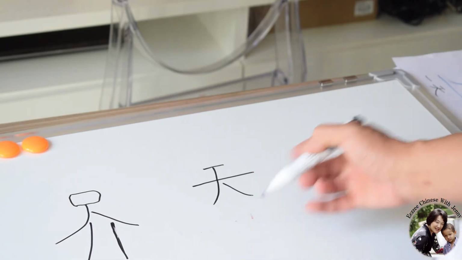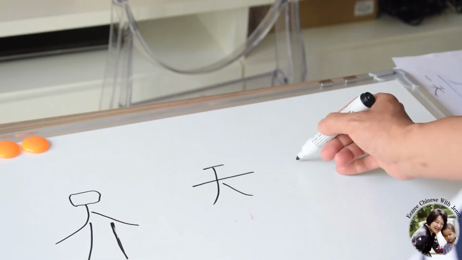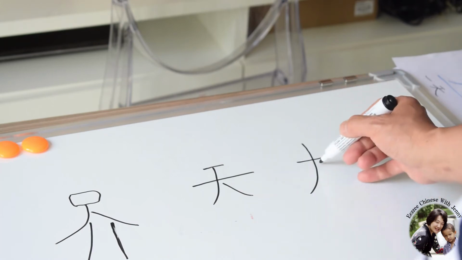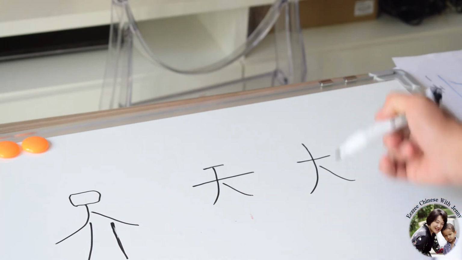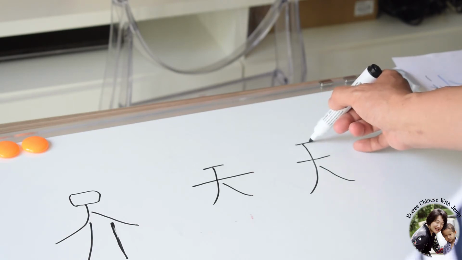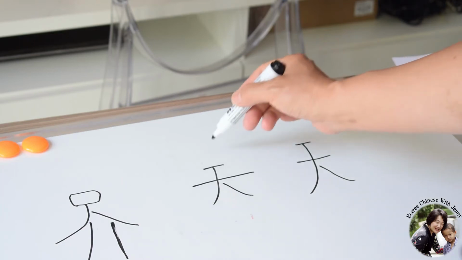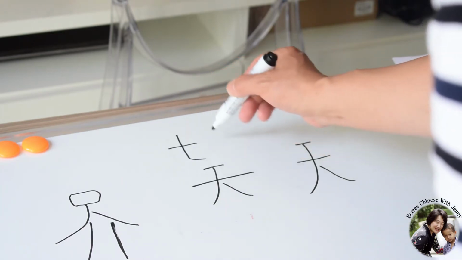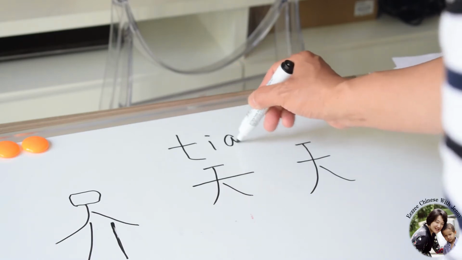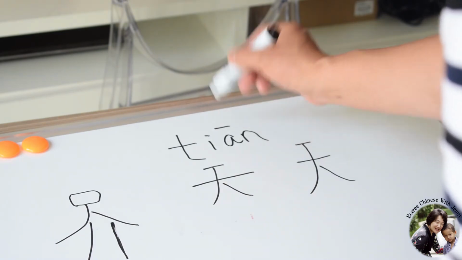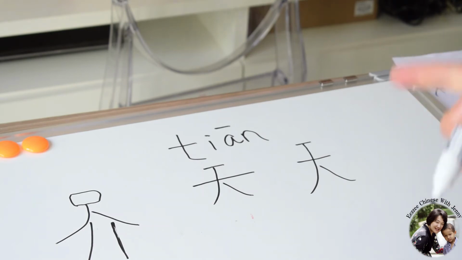Have you realized that actually this is the character? Remember we have learned this character. 大 means big. Just put another stroke on top of 大 and it means sky, or a day. The pronunciation is 天, tian, the first tone. 天 means sky or a day.